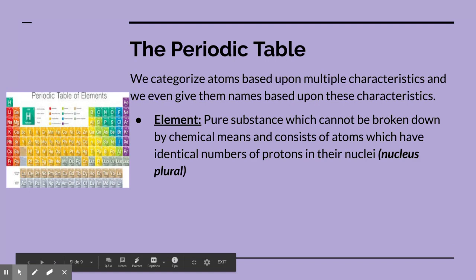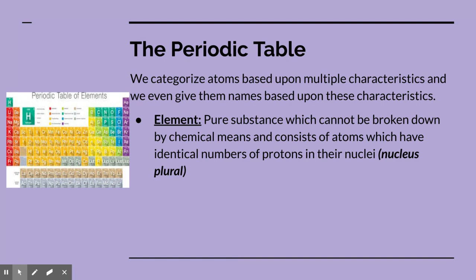Now, we do say there are atoms, like an atom of carbon or an atom of helium, but those are elements, like helium, carbon, boron, thallium, they're all elements. And elements refer to the pure substance which cannot be broken down by chemical means.